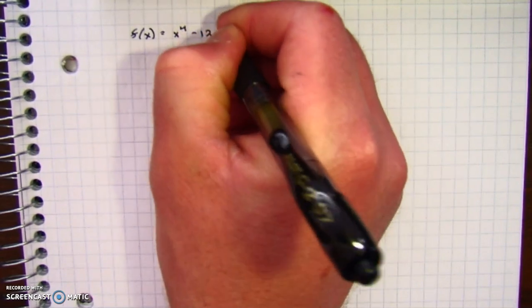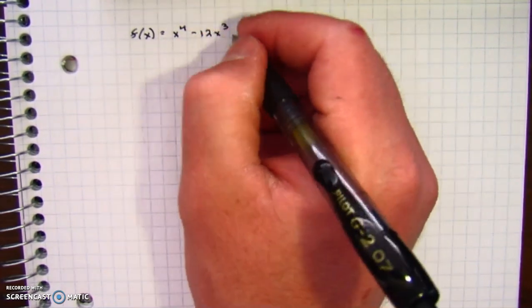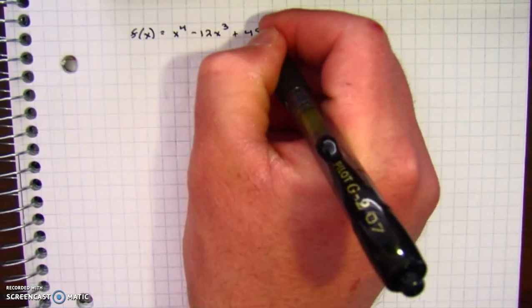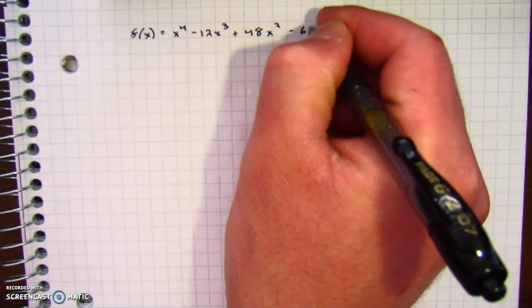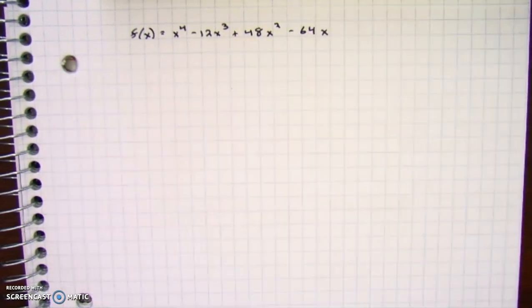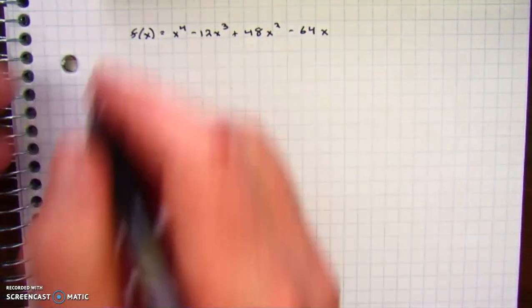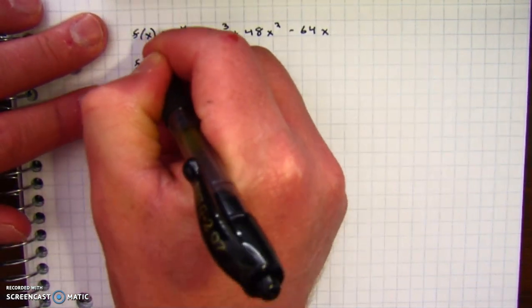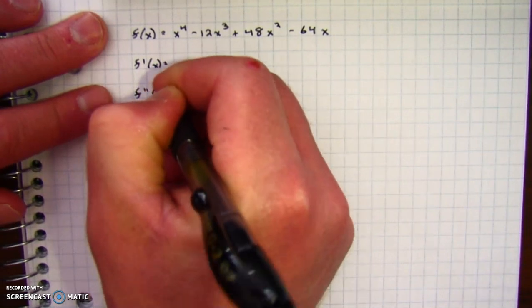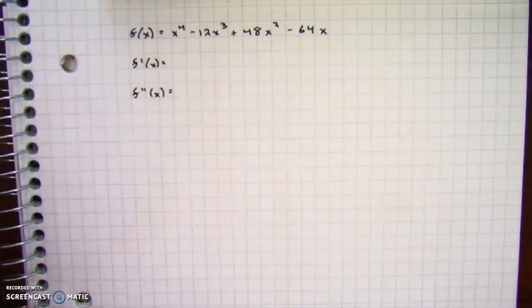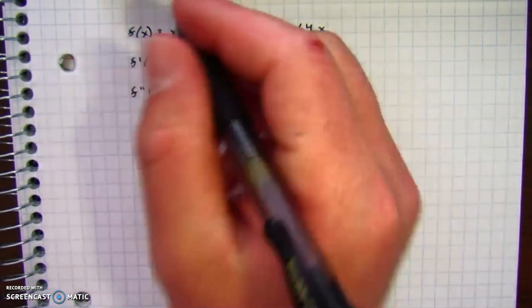minus 12x cubed plus 48x squared minus 64x. And so what I'm going to want to do right off the bat is take the first derivative and the second derivative of this function. So let's go ahead and do that.